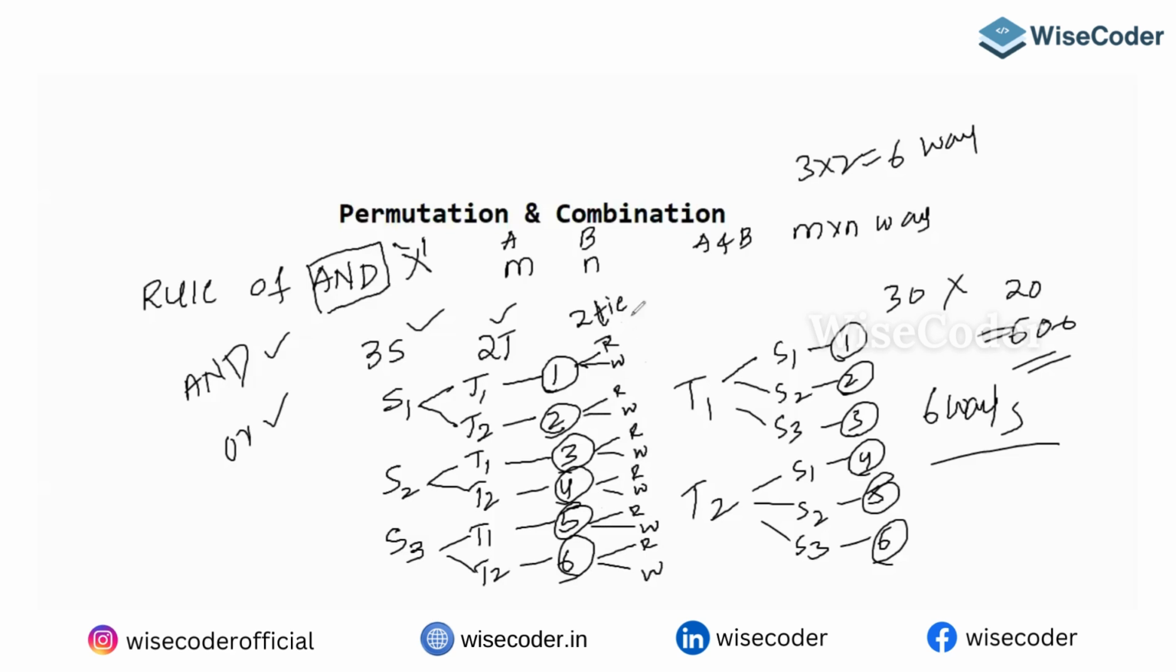So if you figure it out, there are 12 cases. That is nothing but 3 into 2 into 2: three shirts, two trousers and two ties. That will give you 3 times 2 is 6, 6 times 2 is 12. Okay, 12. So the point here is this.